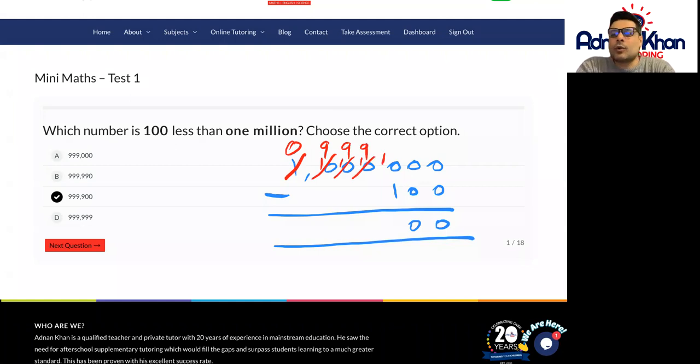So 10 take away 1 is 9, 9 take away nothing is 9, 9 take away nothing is 9, 9 take away nothing is 9, and then we've got that extra 0 at the beginning, which we don't really need at all. Okay, so in this case, the answer is going to be, let's put the comma there, 999,900, and that's going to be option C, which is going to be our answer.